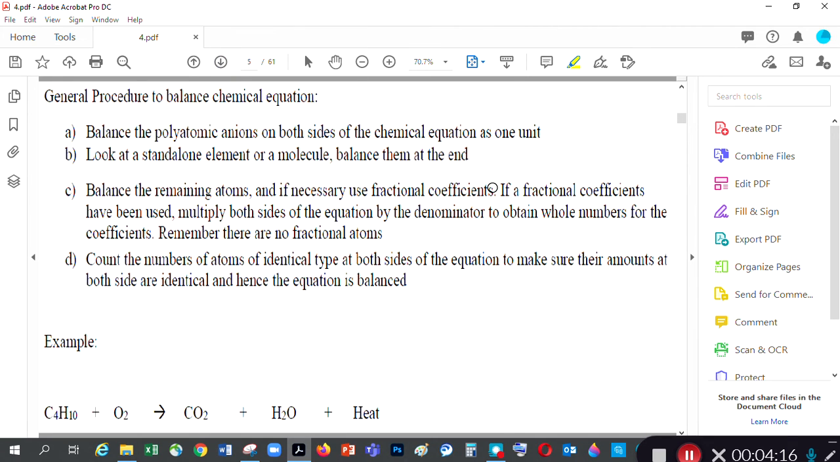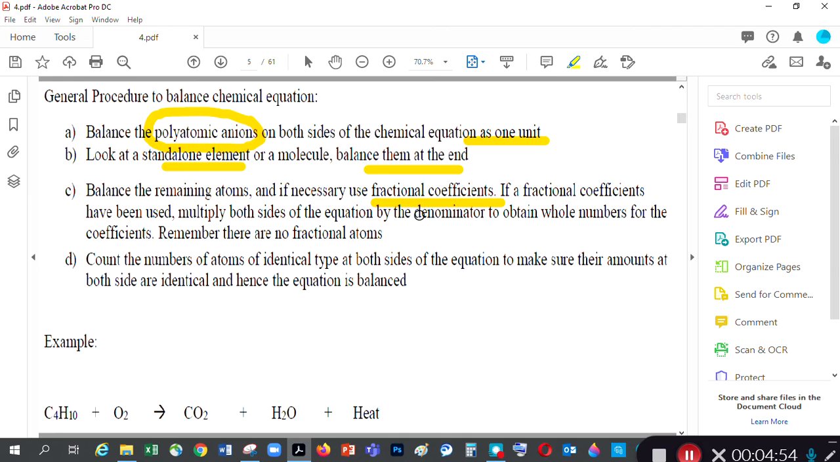So let's go further. General procedure to balance a chemical equation. This is my own approach. I will keep the polyatomic anion as one unit. I'm not taking them apart; I keep them as one unit and balance them as one unit. And I look at the standalone element last, not at the beginning of the chemical equation. Then I balance the remaining atoms, if necessary, using fractional coefficients. Sometimes I have to go to fractional coefficients to balance them.